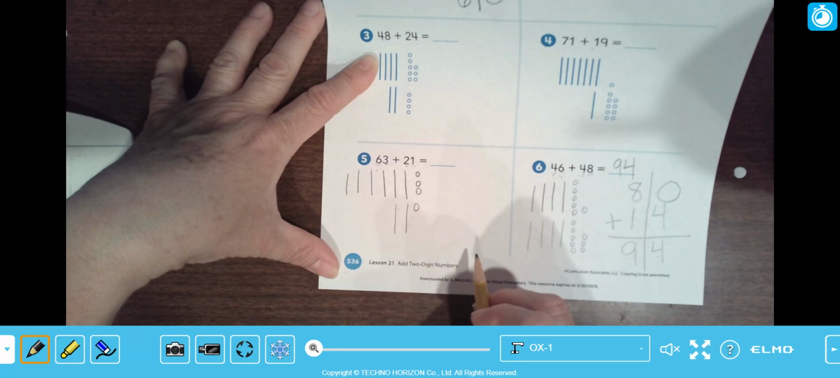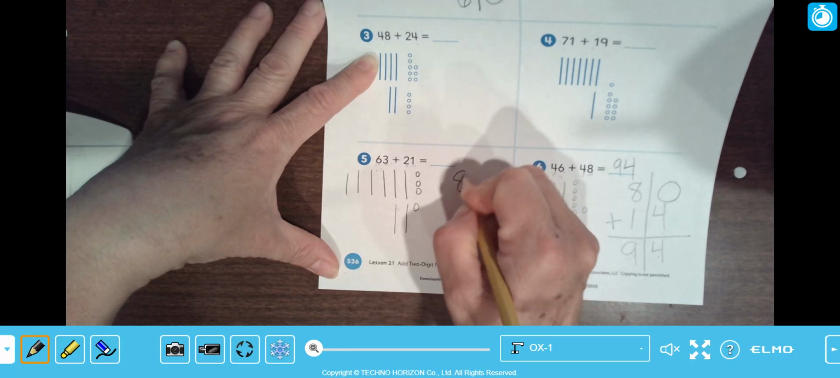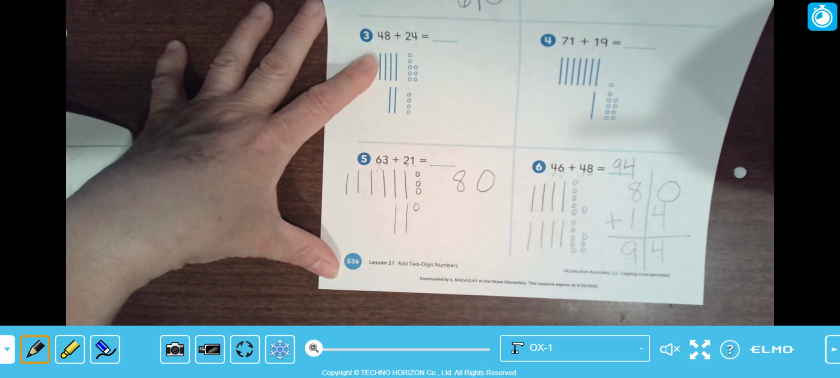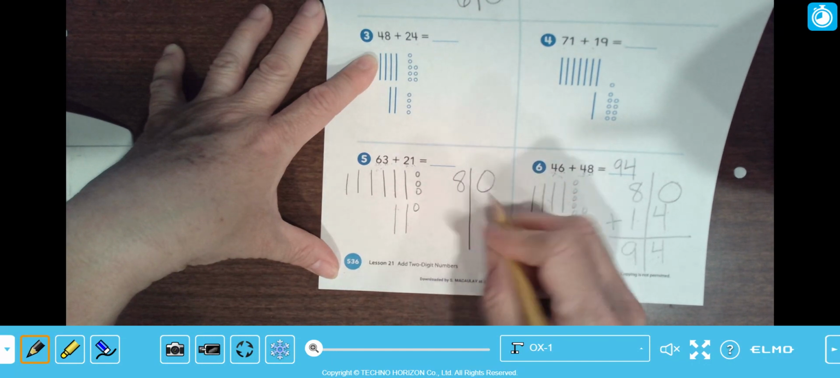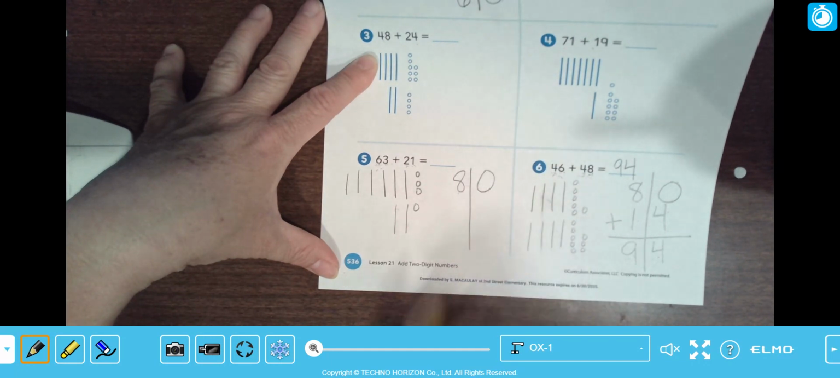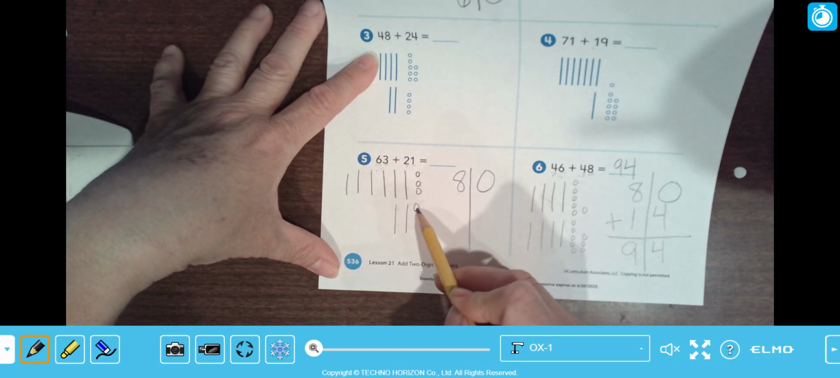So where are we going to write down 80? Right next to it, right here. 80. Go ahead and write that down. Okay, do you remember what we do next? Yeah, we draw the line. We've got to separate the tens and the ones, right? Let's do that. Okay. Now what do we do? You're going to add the ones, remember?